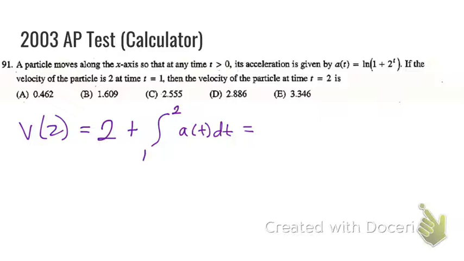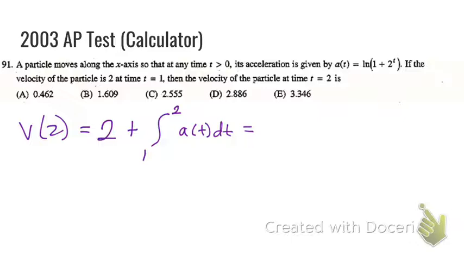So to go through it one more time, the integral of the acceleration from 1 to 2 is going to tell me how much velocity has accumulated between 1 and 2 seconds. And then when we add that to the initial velocity, it will tell us what the velocity is now at 2 seconds. So I'm going to give you a minute to put that in your calculator while I put it in mine, and then we'll come back together and compare answers.